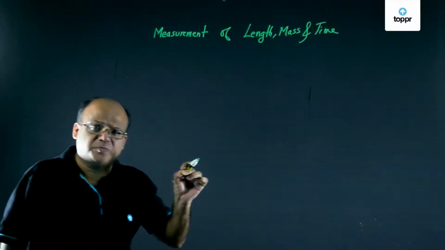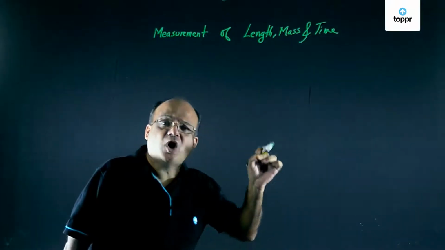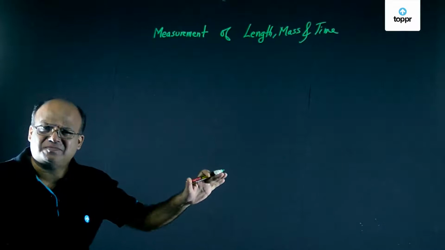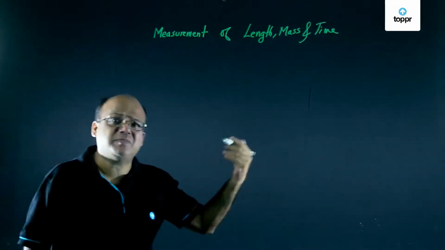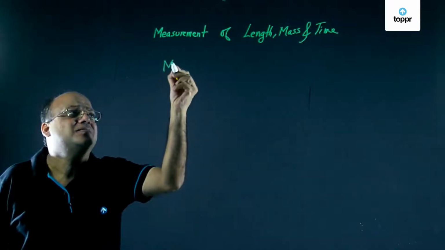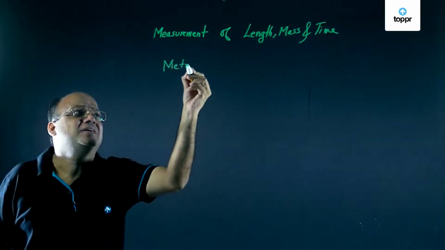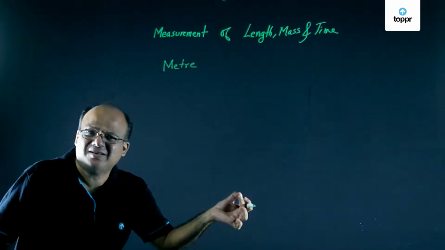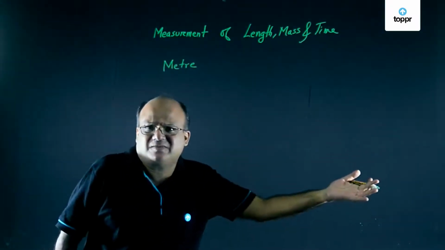Now in this video, we are going to see how we measure length, mass and time. For normal day-to-day measurements, we use a meter scale. With a meter scale, we can measure something as small as a millimeter and as big as 100 meters.